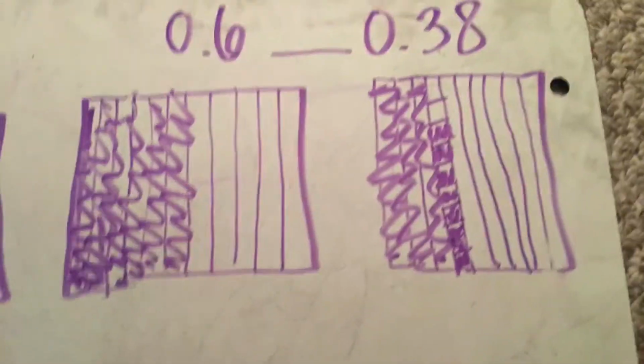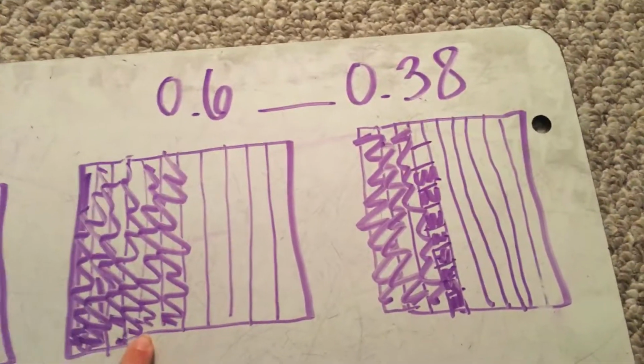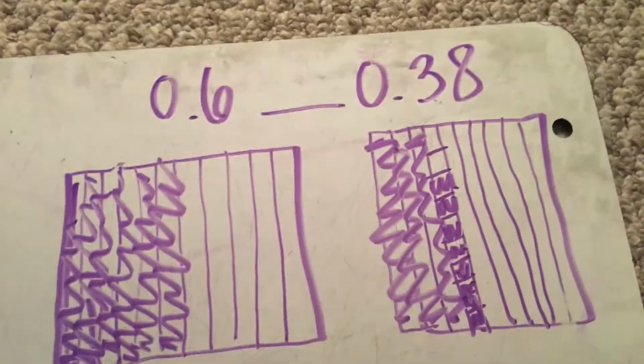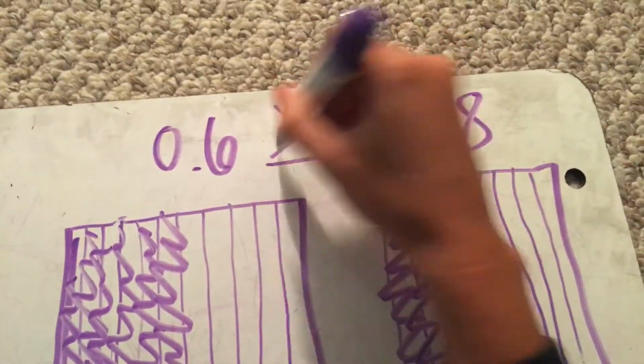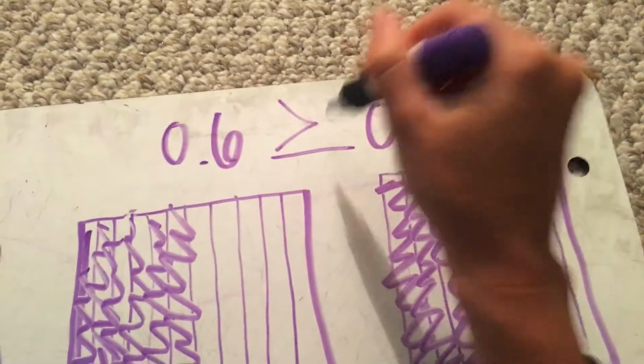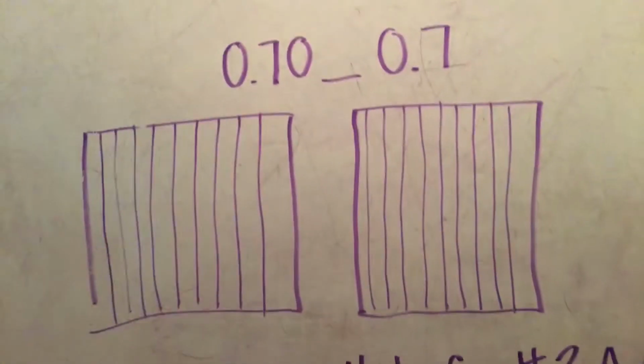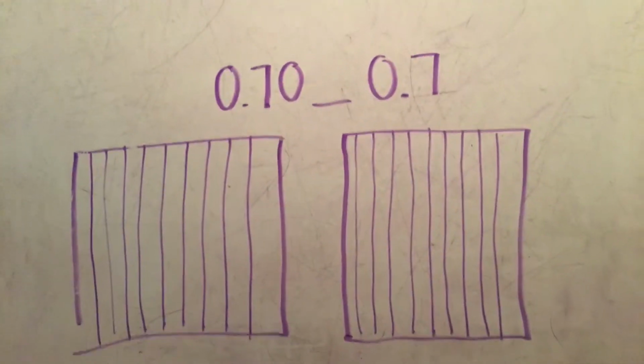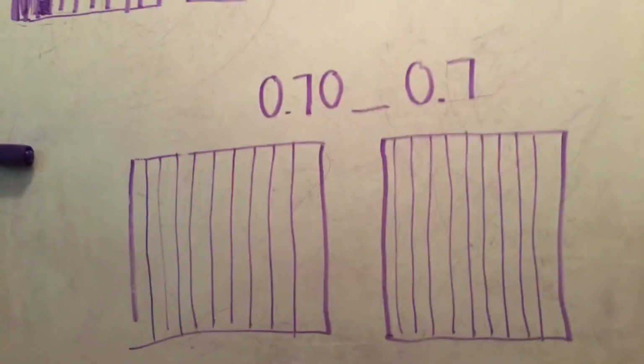And I look at my area models. I can tell that in this area model, it's going to give me 6 tenths is greater than 38 hundredths. So I write it like that. The alligator eats the bigger number. All right, and then we have the last one that we're going to do together. Pause the video and do this one by yourself. All right, now I'm going to go over it.